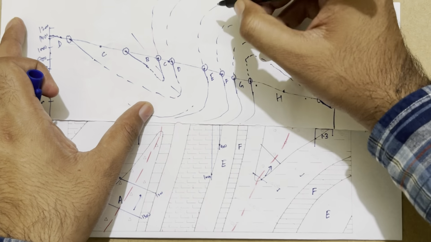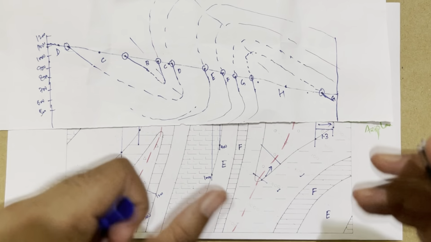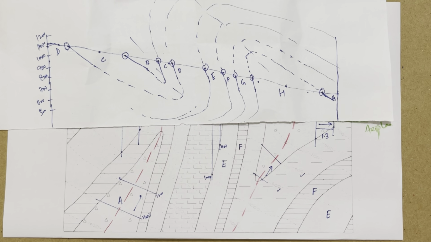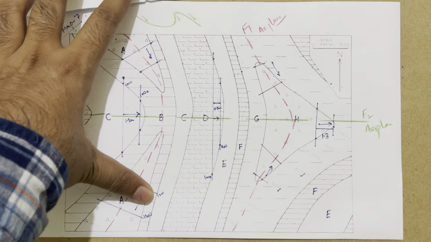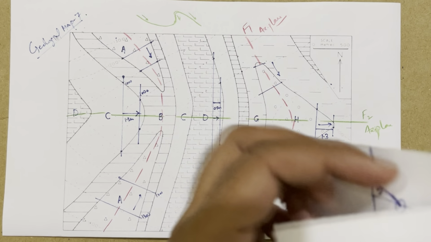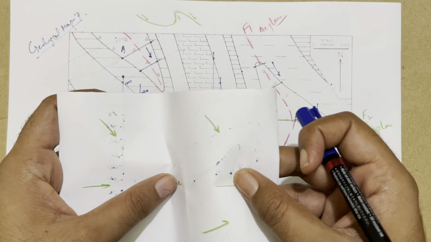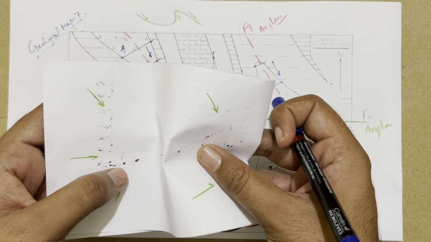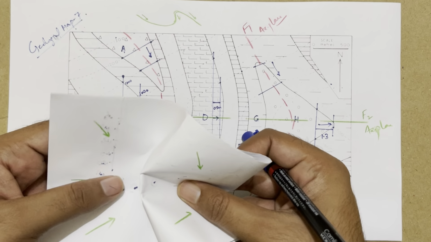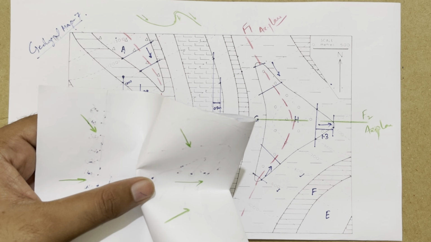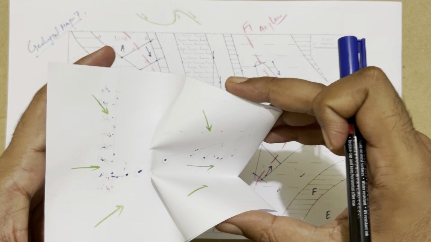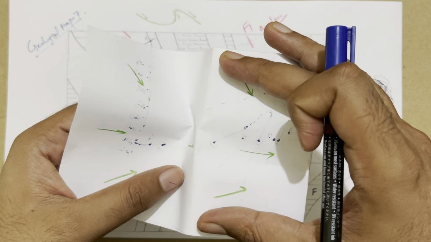And this is the example of overturned fold. But if we look at this part, it is dipping toward this way. I fold it again. This is the picture right now that we have, that we have observed now. This is the picture. It is something like this.